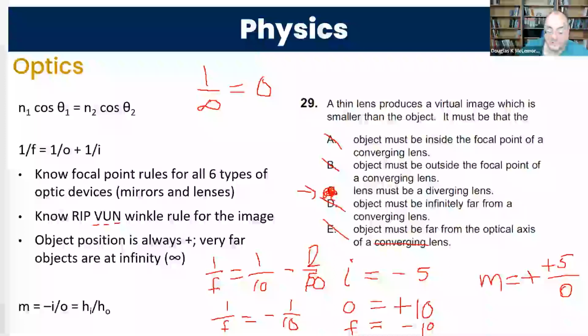So that's a run through of just what you might expect when it comes to the physics portion of the DAT. It's going to be a lot of qualitative questions with a handful of mathematical questions in there.